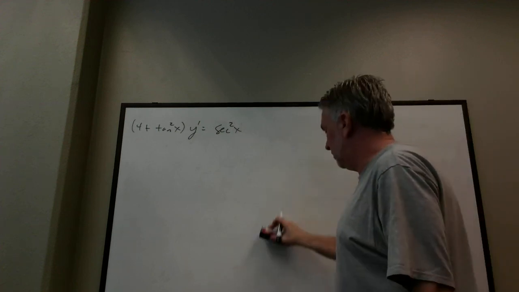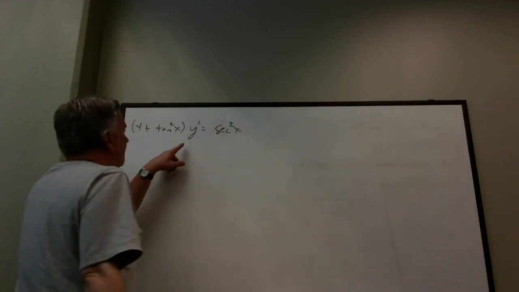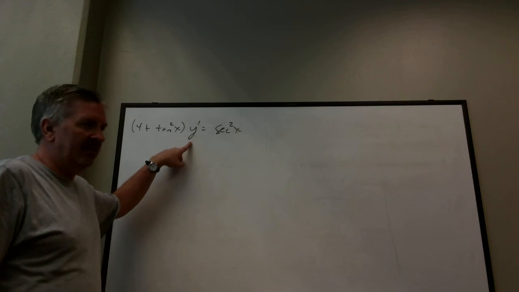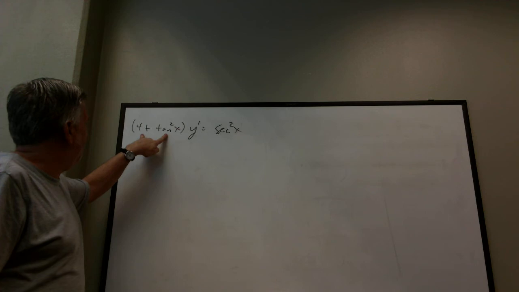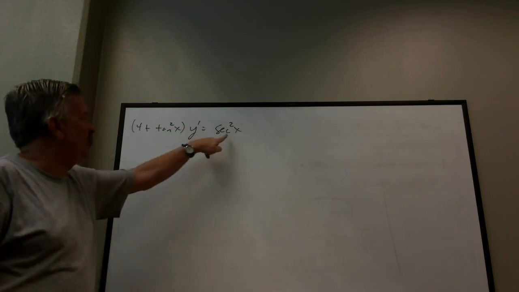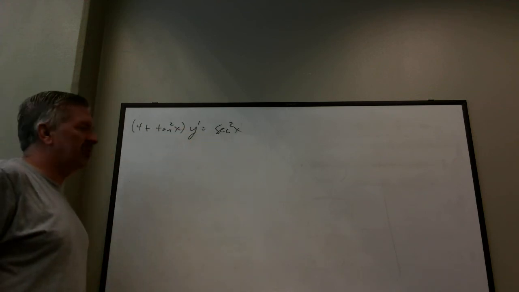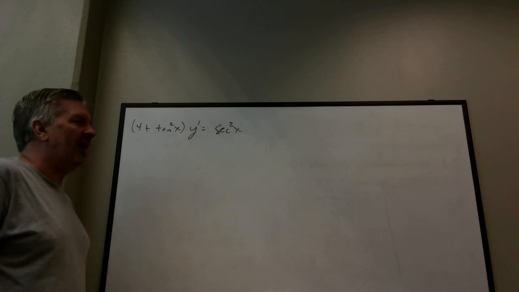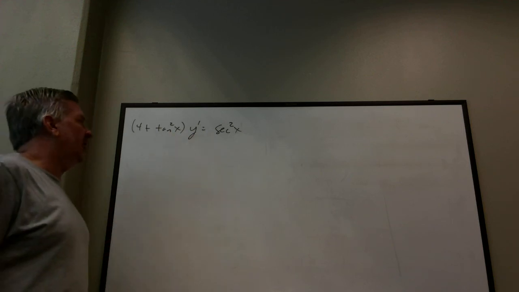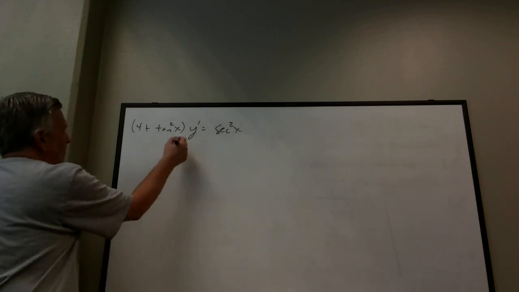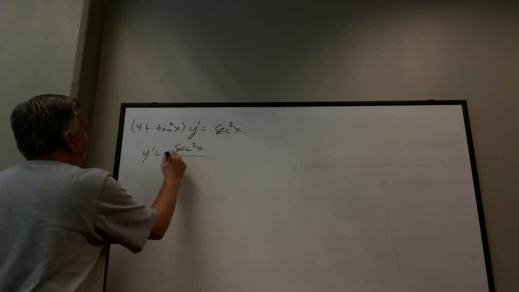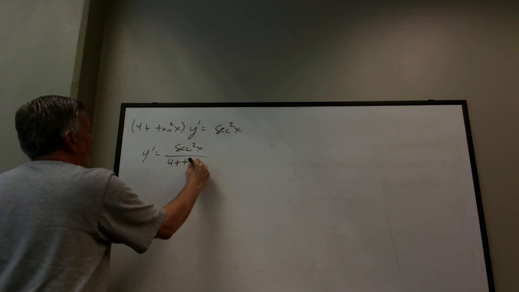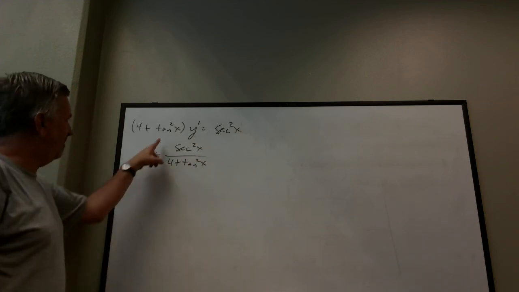Okay? So what we're trying to find in this problem is a function y so that if you take the derivative of y and multiply by 4 plus tan squared x, you get secant squared x. That's what we're trying to do. So the solution is a function y. We're trying to find y. Well, they're trying to make this fancier than it is. I mean, if you solve for y prime by dividing, y prime is equal to this.